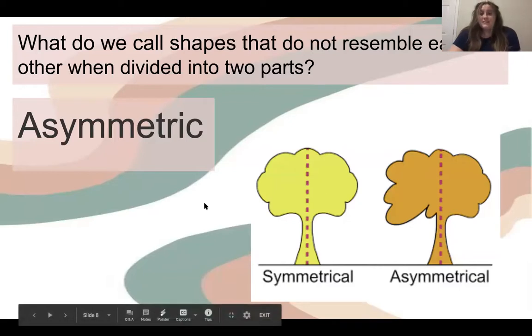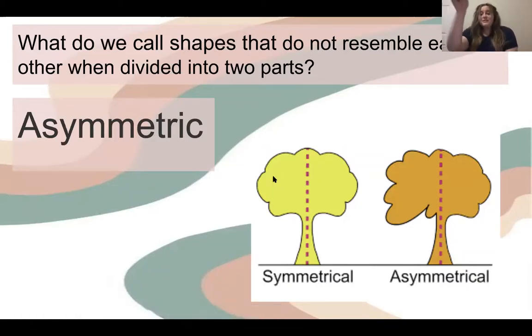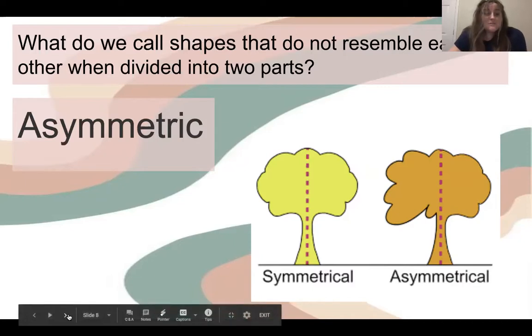So you see right here, we have this tree and this tree is symmetrical because if you take your imaginary marker and you draw that line down, both sides are going to be the same. But on this tree, if you take your marker all the way down, then it's not the same. It's not symmetrical. It is asymmetrical. All right, so let's practice some of these.